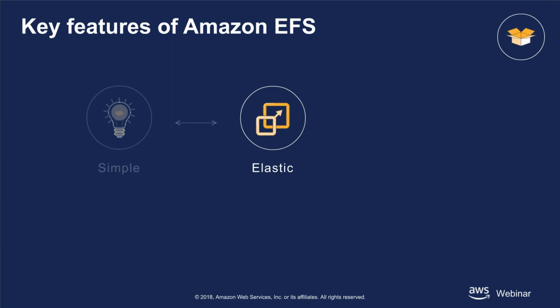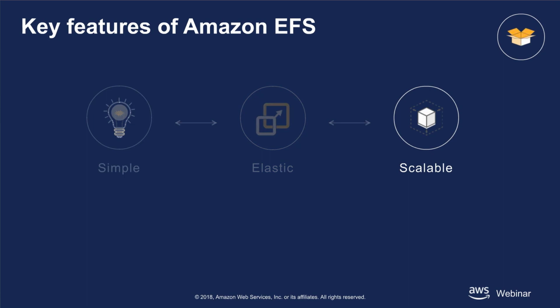Our second core tenet was elasticity. EFS file system is unique in that it automatically grows and shrinks as you add and remove files. There's no need to provision storage capacity or performance. You pay only for the storage capacity that you use with no setup charges or minimum fees.